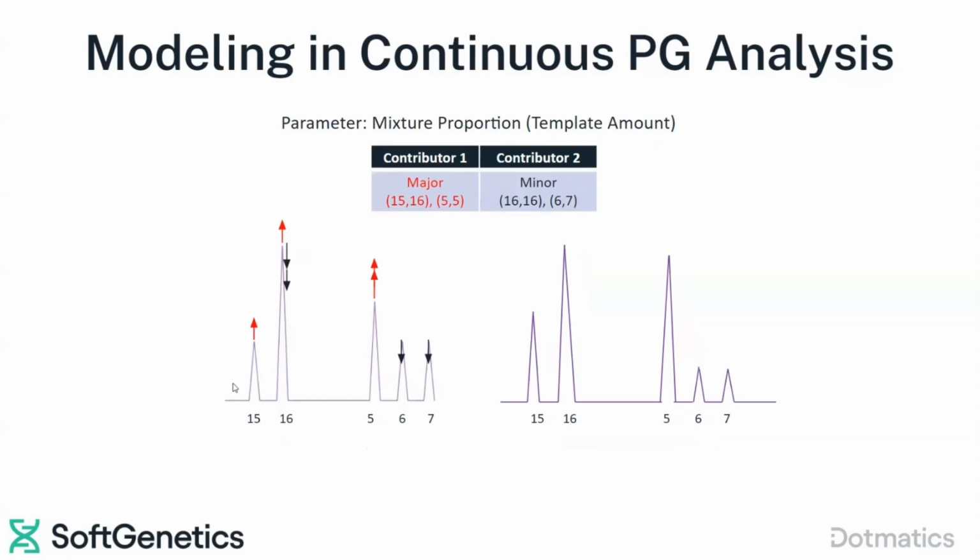Also the template amount. If contributor 1 is a major contributor, 15, 16, and 5 are going to be slightly higher, because it's a major contributor. If contributor 2 is a minor contributor, those 2 alleles are slightly lower, and these 2 also lower because they're from contributor 2. And so then we redraw it, and these have become even shorter, and this one has become taller.